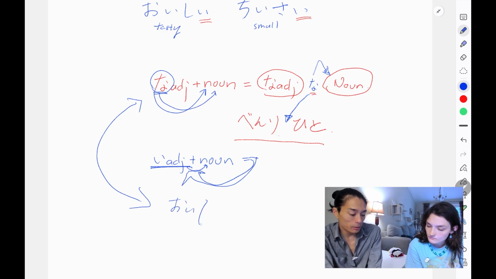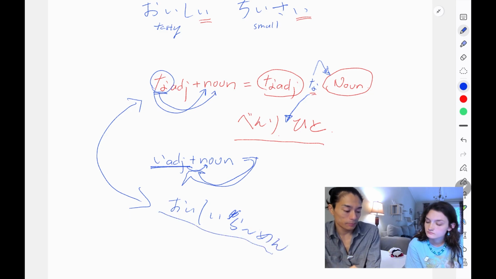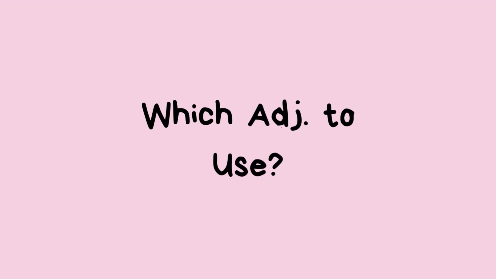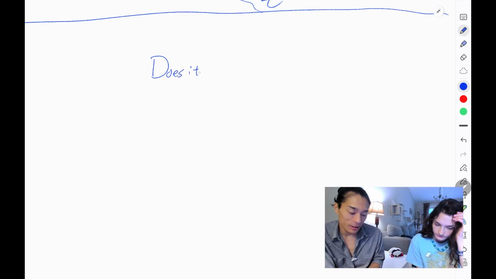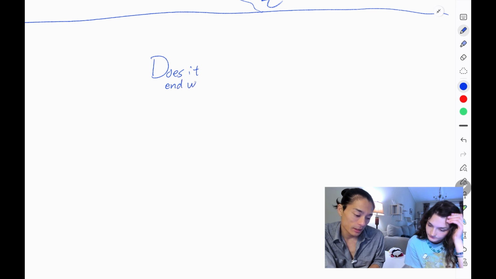So, oishii ramen. Let's do it. Okay. That makes sense. So e-adjective, simple. Let's move on to how to figure out which adjective it is. So first, you're gonna ask a question, basically, does the adjective end with e?